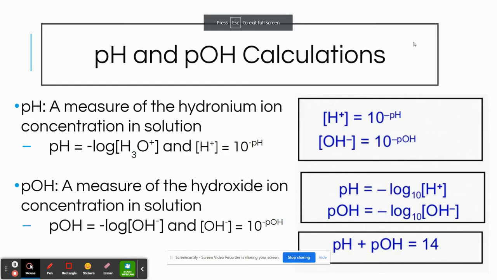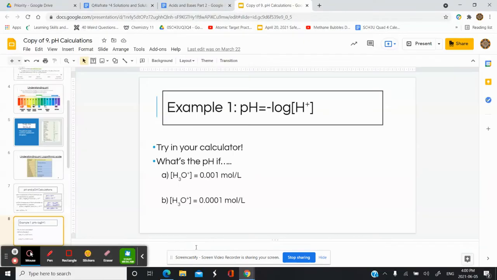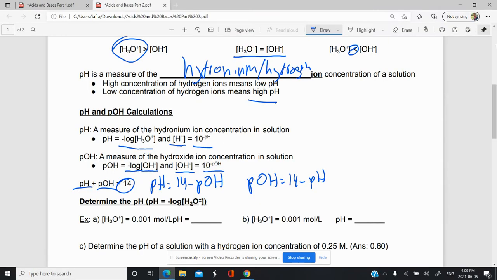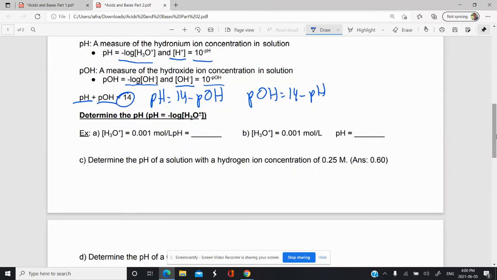In this video, we're going to do some sample problems using the formulas for pH and pOH. Let's go to our handout to try those practice problems out. You'll need your calculator because you want to practice using the log function on that calculator. So we'll start off with the first examples here, example A and B. We want to determine the pH of the following solutions.